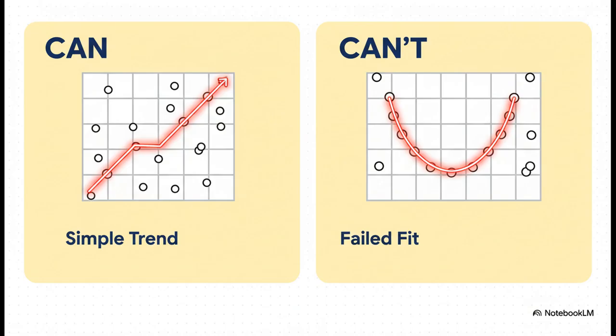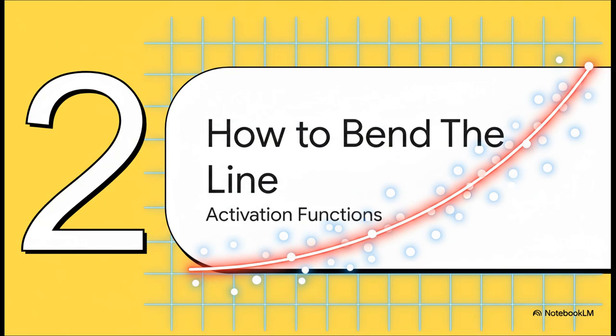So, what does this mean in practice? Well, a purely linear model might be able to spot a simple trend, sure, but it could never, ever understand the complex, curvy patterns of our world. Things like the shape of a smile, or all the subtle nuances in how we talk. So, if the straight line is the trap, how in the world do we get out of it? It's actually pretty simple. We just need to find a way to bend the line.